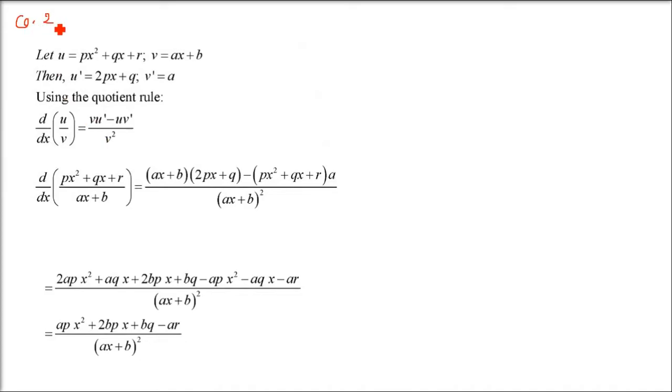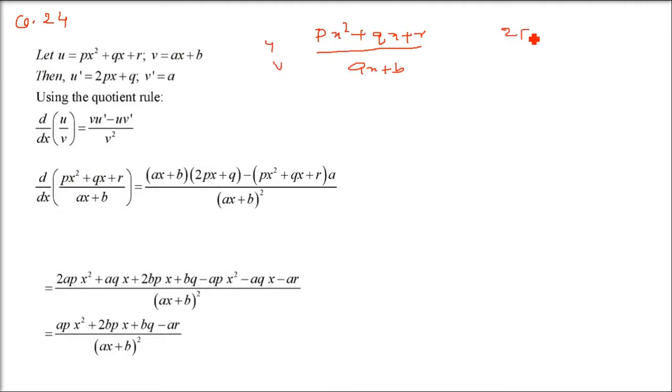This one is question number 24. Now if you remember, we have done multiple questions almost similar to this. So this is (px² + qx + r) divided by (ax + b). Now this is u, this is v.